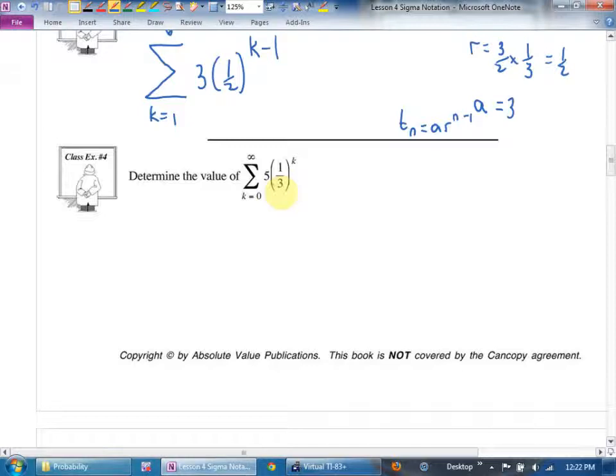First of all, when they give me an infinite sum, when they give me any sigma, you know what I always do? I write out the first 3 terms because I can always spot the pattern from that. So you ready? Now, Brett, when K is 0, what's 1/3 to the 0 power? What's anything to the 0 power? 1 times 5, 5. That's the first term. Plus, when k is 1, I'd have 1/3 times 5.